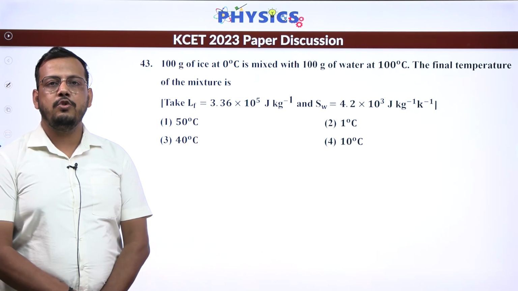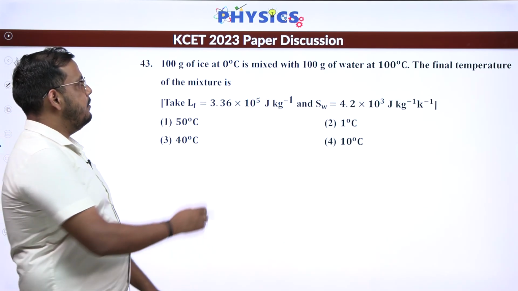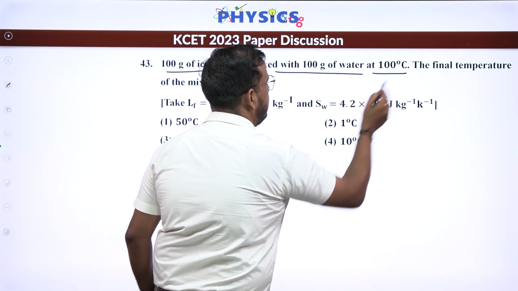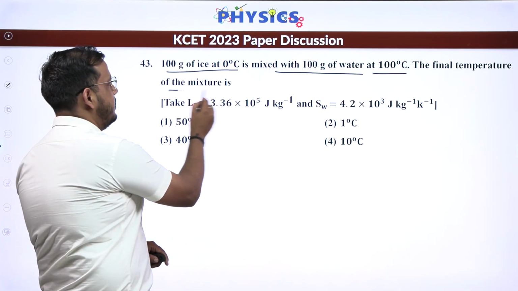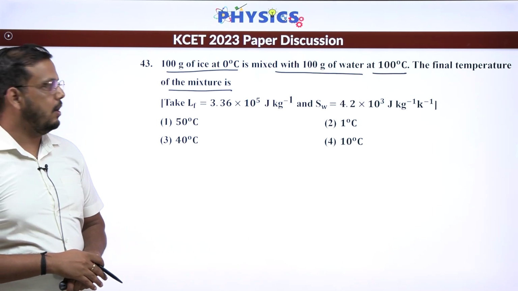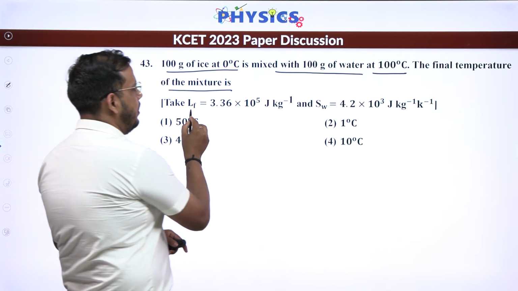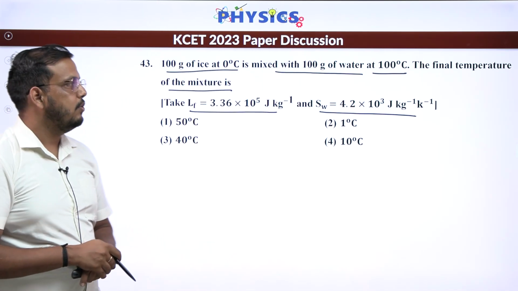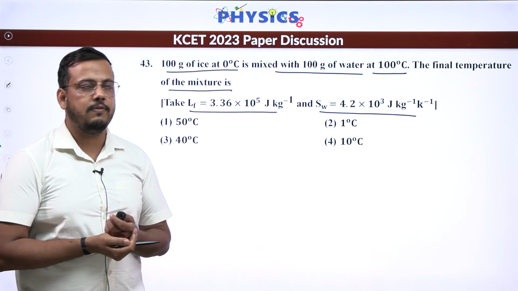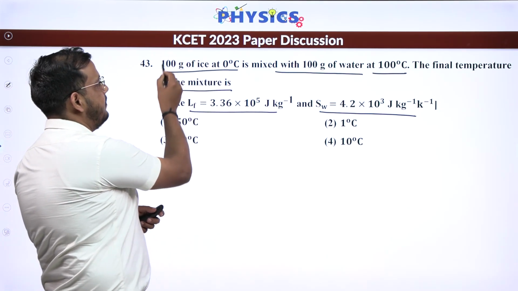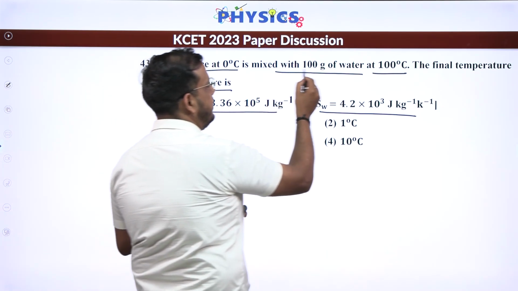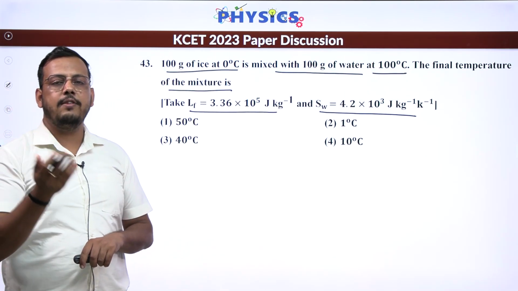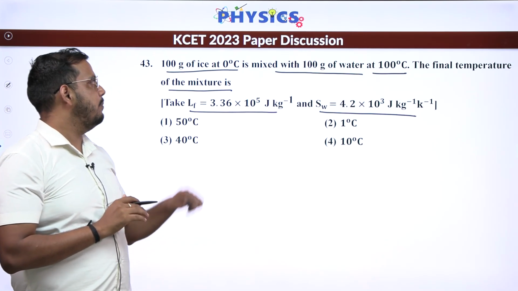Okay, next question is question number 43. 100 gram of ice at 0 degree Celsius is mixed with 100 gram of water at 100 degree Celsius. The final temperature of the mixture is. So this question is from calorimetry. Latent heat of fusion of ice is given and the specific heat of water is given in the SI unit. So you have to find the final temperature of the mixture. Here you have to see whether the ice is dominant, or whether the water is able to melt the ice completely.